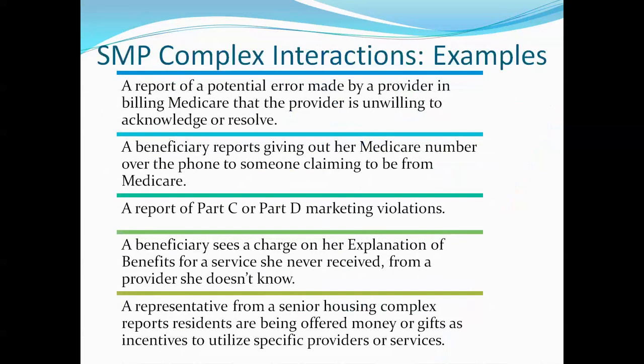Here are some examples of complex interactions that I've dealt with. Reporting a potential error by a provider. A beneficiary getting a phone call and giving their Medicare number out over the phone. Any of the Part C and Part D marketing violations, and I usually get those starting around the end of August, September, especially when open enrollment starts coming out. We're starting to see all the insurance agents coming out. Of course, if they see something on their Medicare Summary Notice for a service that they didn't receive.